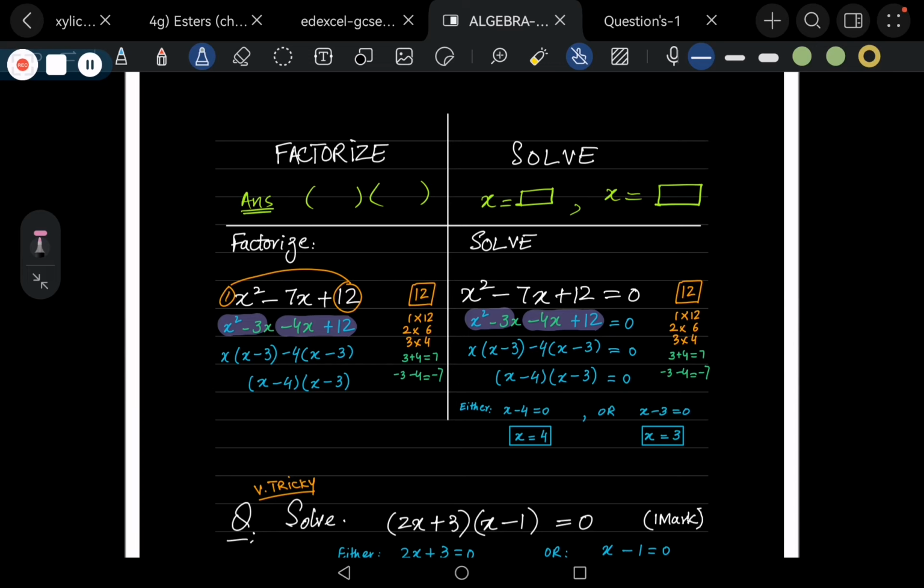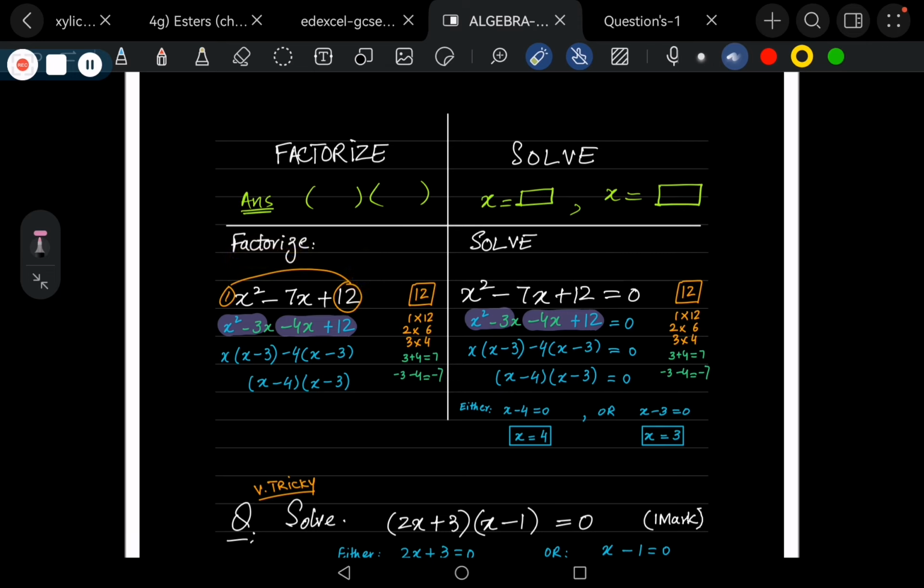Alright, next topic is about factorization and solution. Here you will be provided with two types of expressions, but there is a very minor difference between both of them. Here I am provided with the expression x square minus 7x plus 12. There is no equality and they simply wrote that I need to factorize.